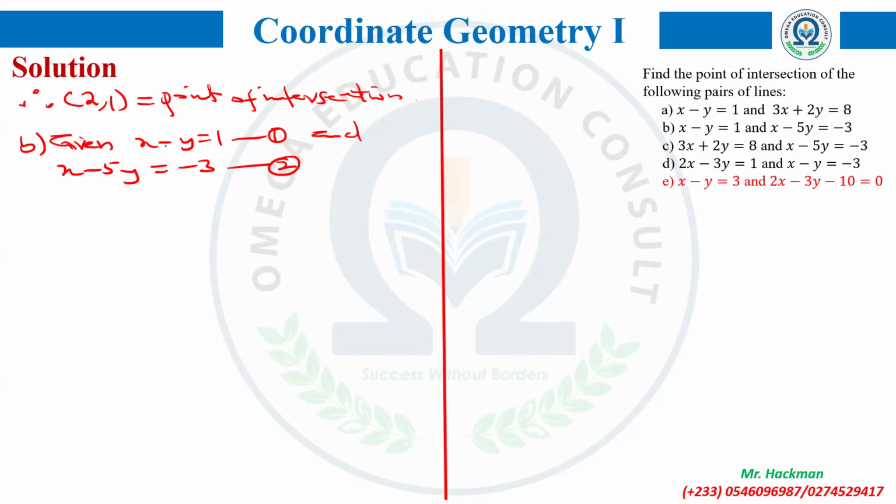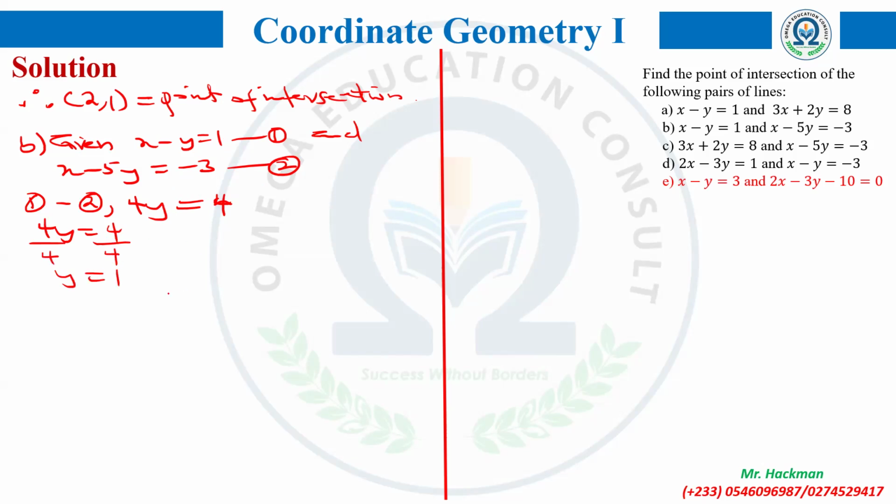So if I do this one minus this, 1 minus 5, that will give me a negative number. So I would rather do equation 1 minus equation 2. So I will do 1 minus 2. That will give me x minus x, and then minus y minus 5y, so minus y plus 5y, which will give you 4y. All correct. And that will be equal to 1 minus negative 3, so 1 plus 3, which is 4. So again, you write it again before you divide: 4y over 4, so y will be equal to 1.